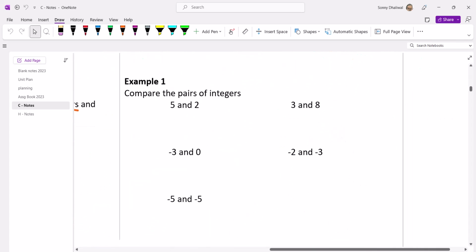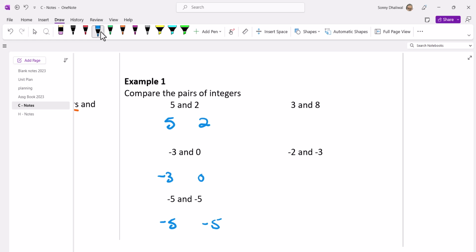So underneath each one of these, let's just copy the numbers down. Go 5 space 2. Go -3 space 0. -5 space -5. 3 space 8. -2 space -3. Yes, Thomas. What page are we on? We're on page 1. So this one here? Yeah, we're right here and right here. All right. This one, right?